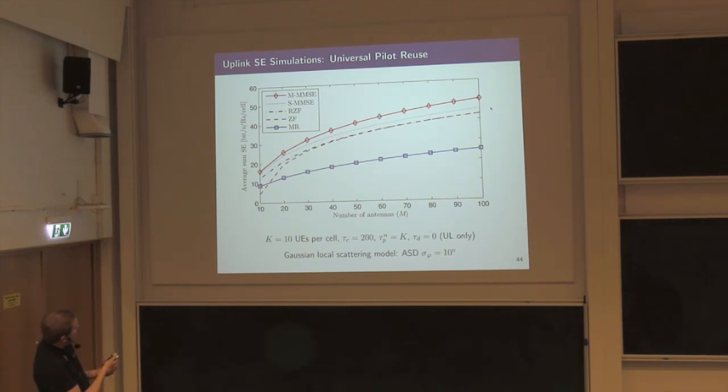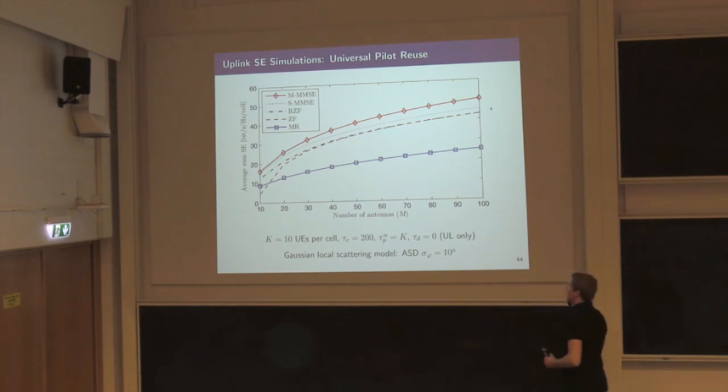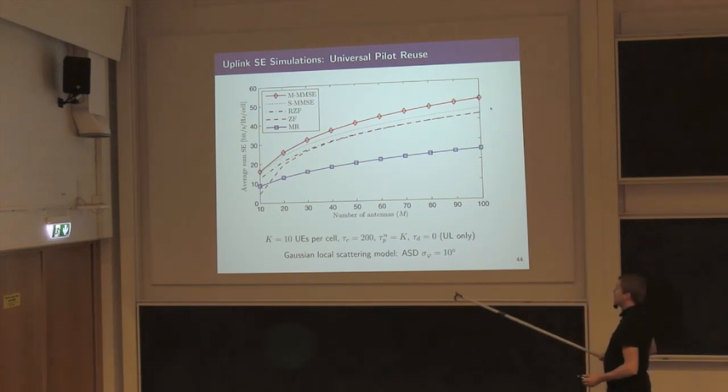There are these different cases, with the multicell MMSE at the top. The regularized zero forcing is slightly better than the zero forcing because it doesn't run into problems when you have few antennas. Zero forcing has problems when you have few antennas compared to the number of users, because then it's difficult to invert that matrix. So you have the top curve, the middle curves, and the lowest curve with maximum ratio. This is for the Gaussian local scattering model, by the way, with 10 degrees angular standard deviation.